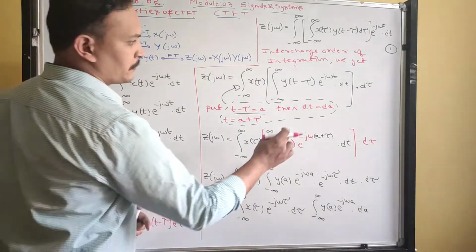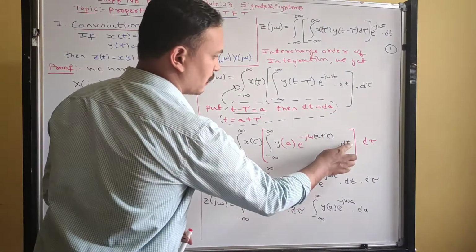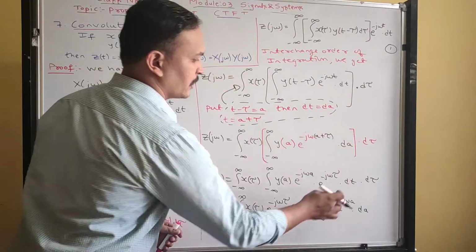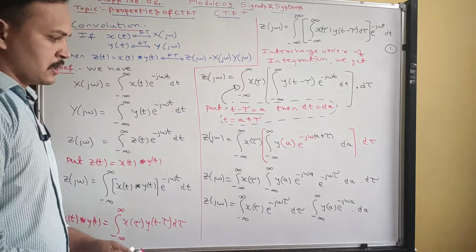So I missed this step, dt. I told you dt should be replaced by dA, but I have not written it here. Sorry for that. So take it as dA here, then here also it becomes dA, then finally dA. Now it is correct.